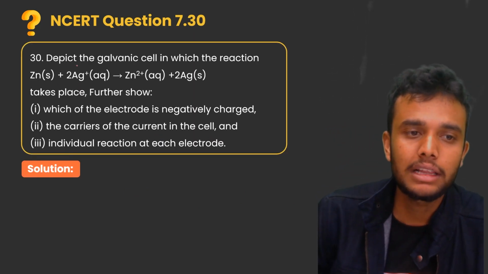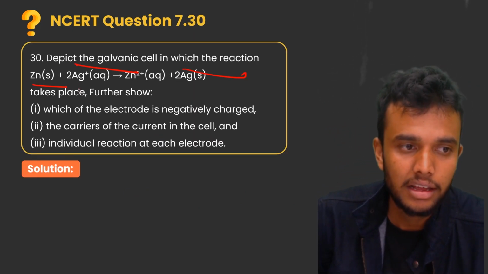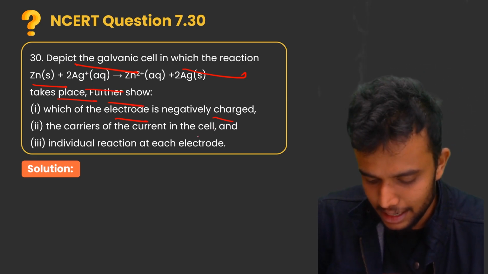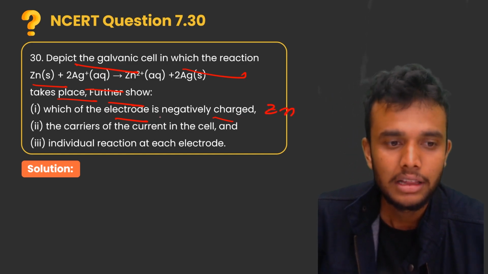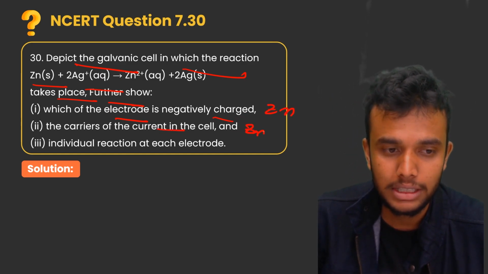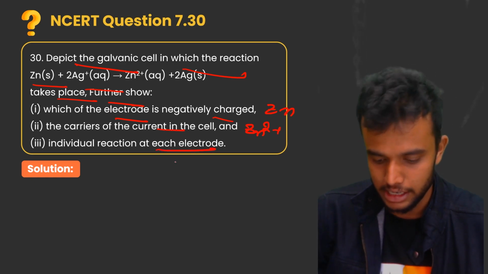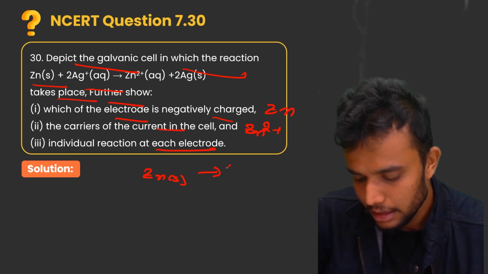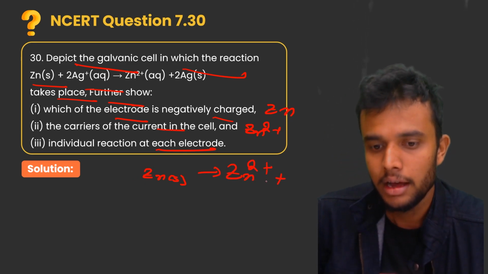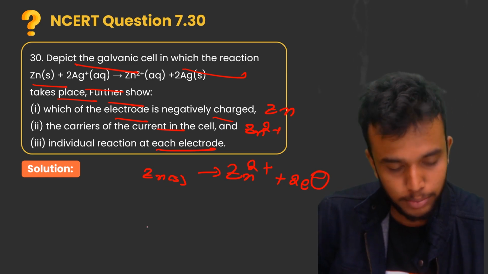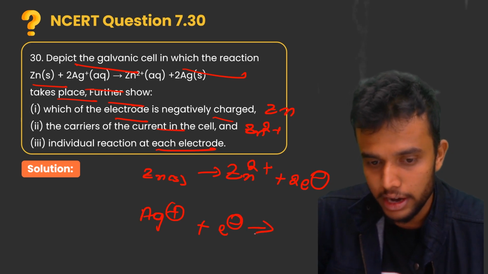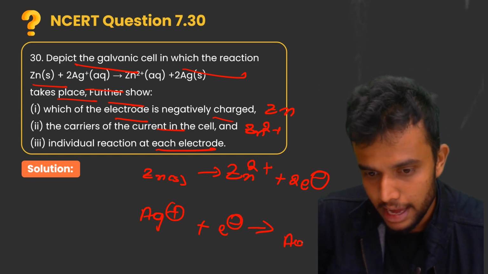Next, the last question, students. Depict the galvanic cell in which the reaction takes place. Further show which electrode is negatively charged. Very simple. The zinc electrode is negatively charged. Show the carriers of the current in the cell. Then the individual reaction for each electrode. Zinc releases 2 electrons to form Zn2 plus. In the case of Ag plus, it gains 1 electron to become Ag metal.